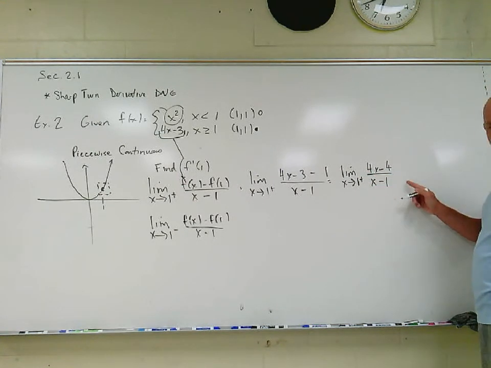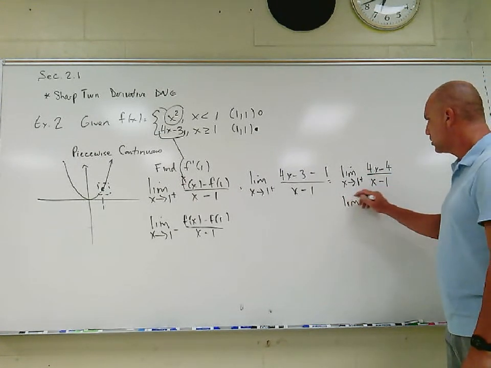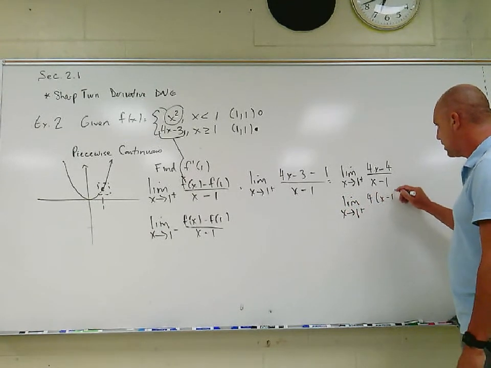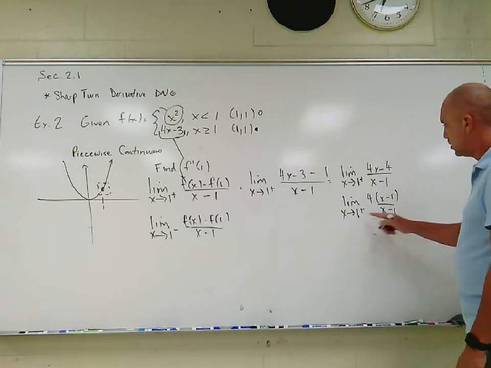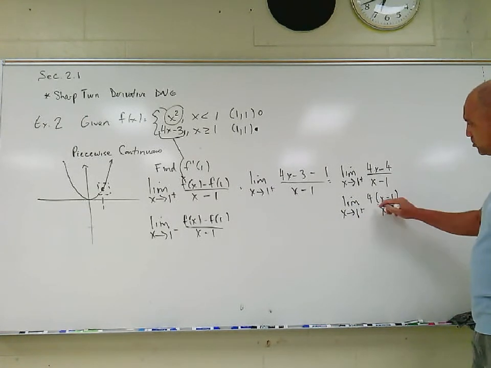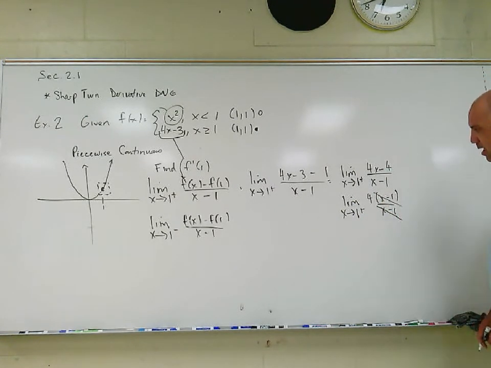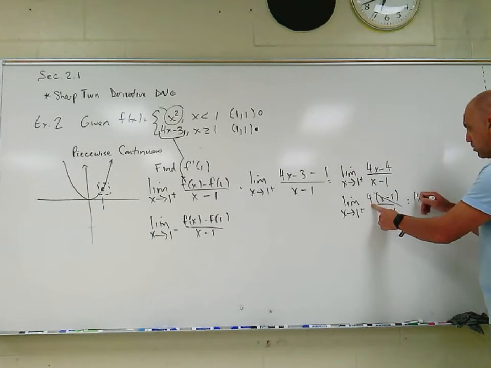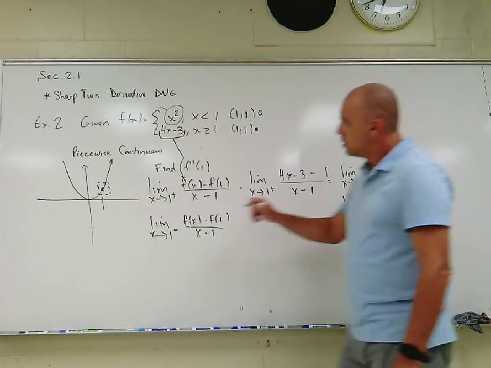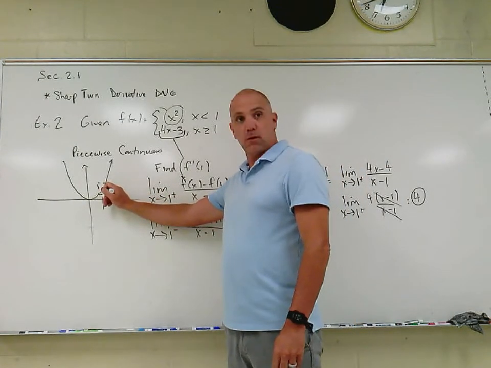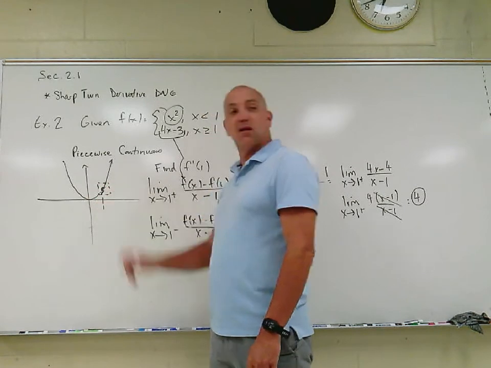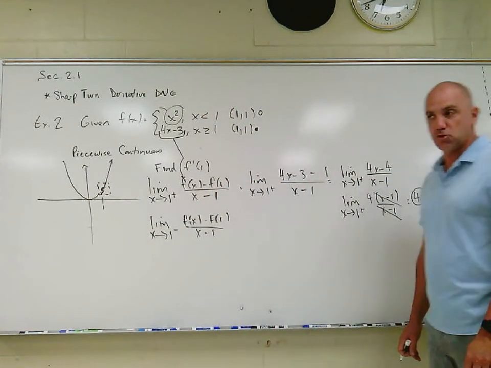I'm running low on room, so let me drop right here. I can factor a 4 out, and that leaves me with x minus 1 over x minus 1. So if I try direct substitution, I can get rid of that, and now I can see that the limit goes to 4. So the slope a little to the right of 1 is 4. What I have to have is a slope a little bit to the left of 1. It needs to be 4, or it's a sharp turn.